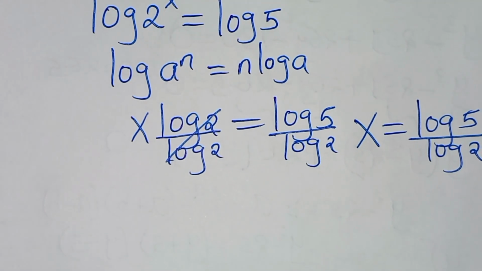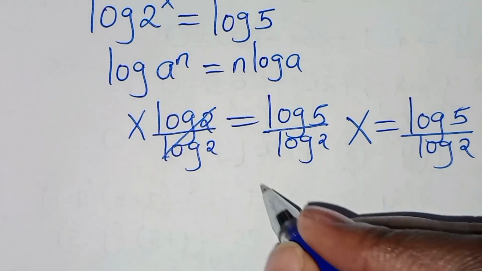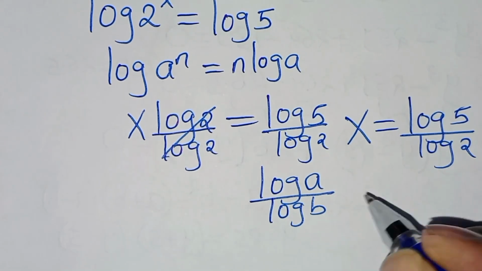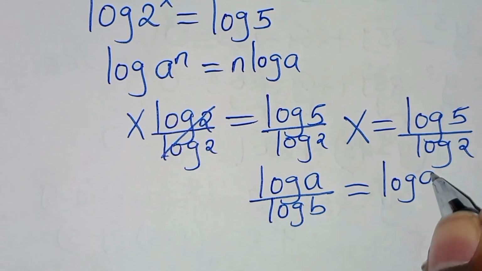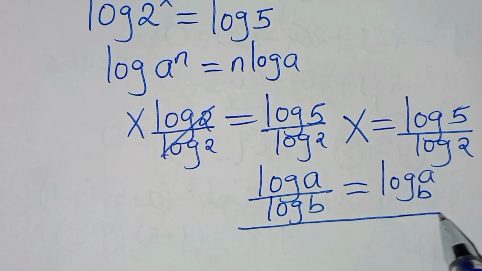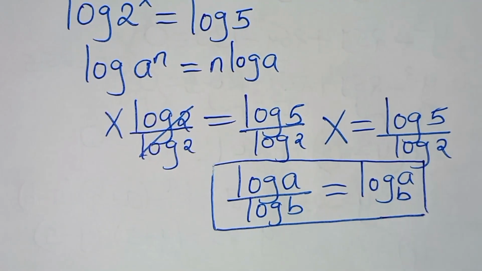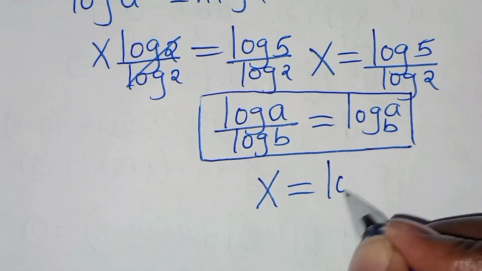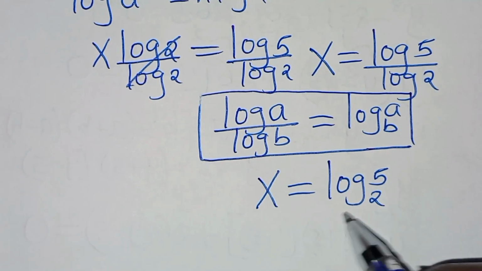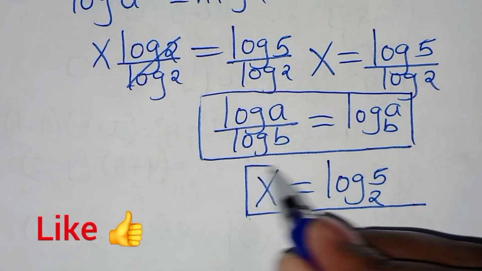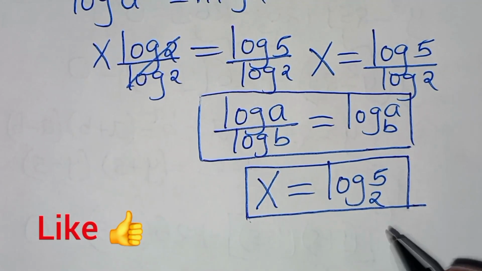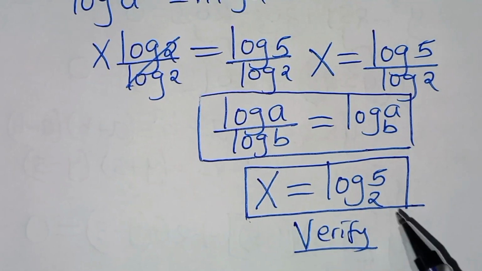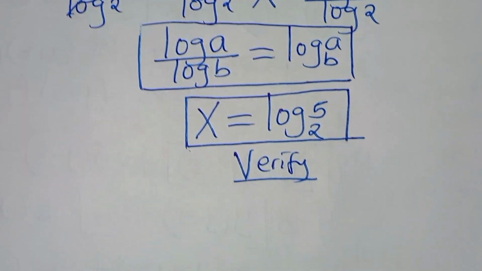2. Now, log 5 divided by log 2, this is in the form of log a divided by log b, which we can express as log a to base b. Applying this logarithm property from here, you find that x is equal to log 5 to base 2. Now this is the value of x. Let's now verify that this value of x satisfies the equation.